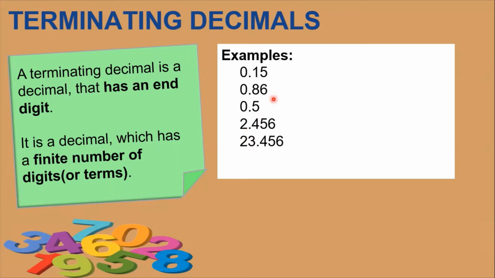For the first example, we have two decimal places, or two decimal digits, which are 1 and 5. For the next one, 0.86, two decimal digits. For the third one, 0.5, one decimal digit. For the fourth one, three decimal digits. And for the last example, we also have three decimal digits.